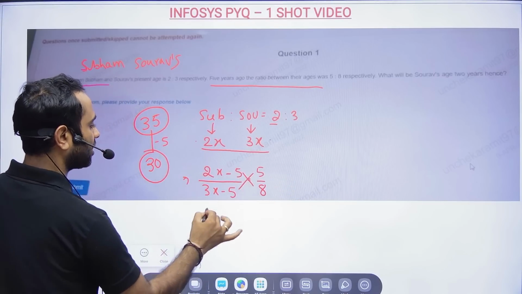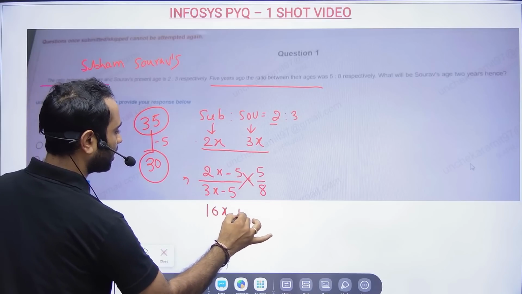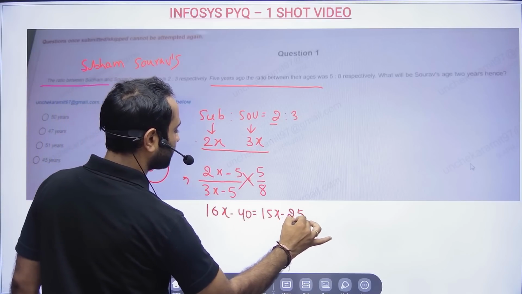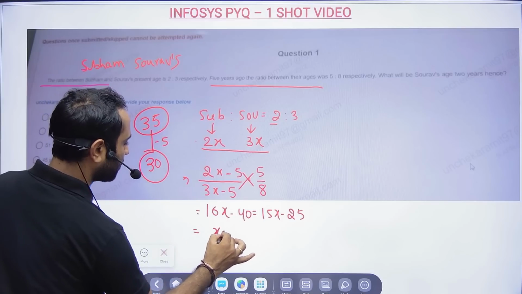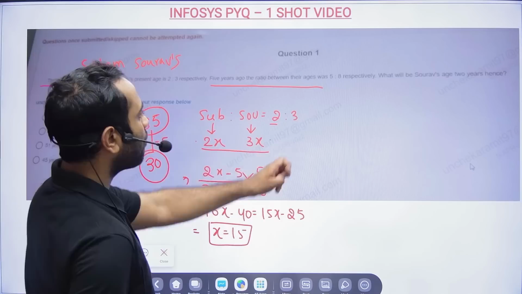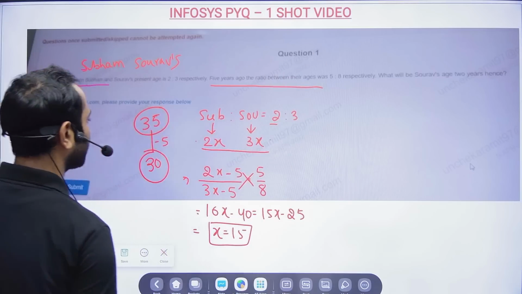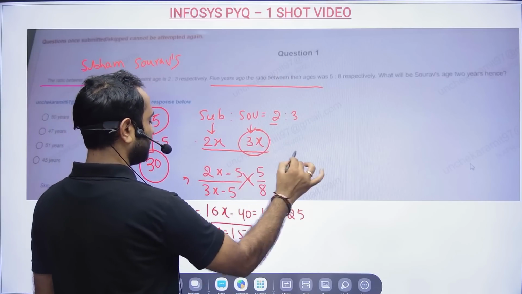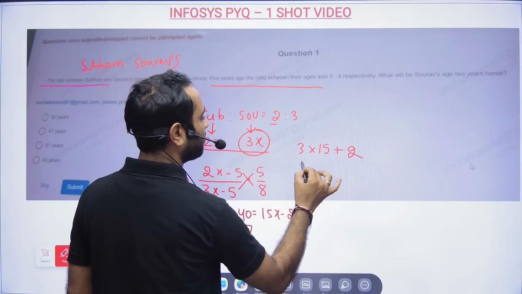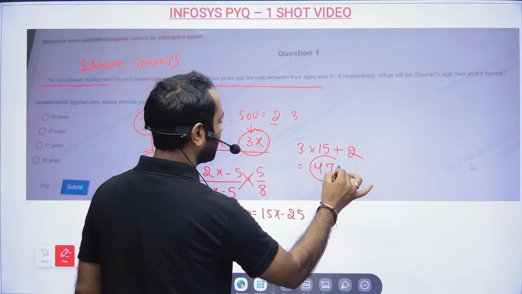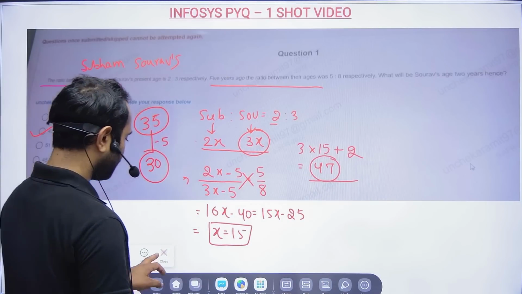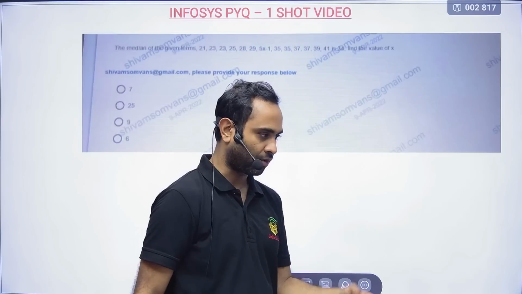Now cross multiplication. Sir, 16x minus 40 will be equal to 15x minus 25. So x will be equal to 15. Correct? Okay. So what will be Saurav's age 2 years hence? So Saurav's age currently is 3x. So 3 into 15, x is 15, and after 2 years means plus 2. So it will be 47 years old. 47 years old means option B will become the correct answer for this particular problem.